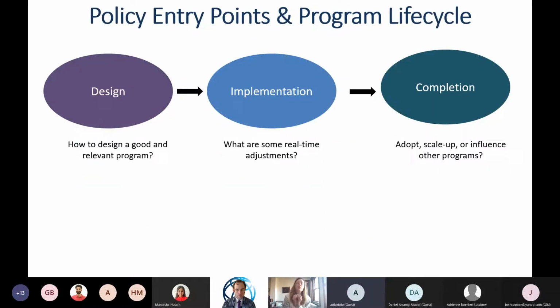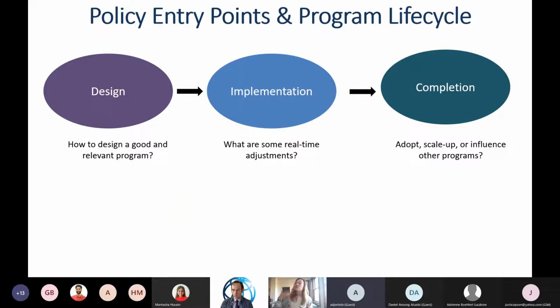basically, what are the entry points to learn from what is happening on the ground, right? And so there's, as I just said, at the design stage, you come in, you're thinking of a new policy or a new program. And the first question you're going to ask yourself is, how do I design a good and relevant program? What is important in my context? What do I know? What do I think will work best? And of course, usually you're not just going to make things up, right? You know your own sector, you know what's worked in the past, you'll use literature to do that. So that's the first stage of where you can already influence things based on your knowledge.